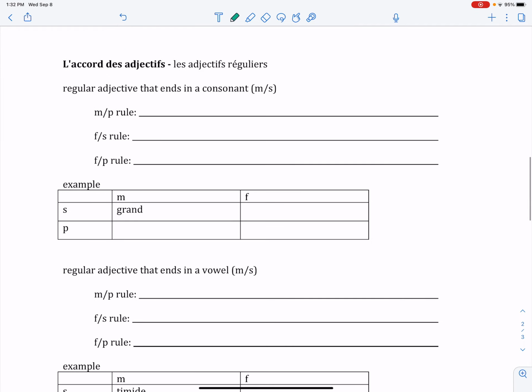And then the next part for today is adjective agreement. We'll only talk about regular adjectives, so we'll just do this page of the notes. We won't go on to the next page. So there are a couple different groups of adjectives. First is a regular adjective that ends with a consonant. So the last letter of the masculine singular form.